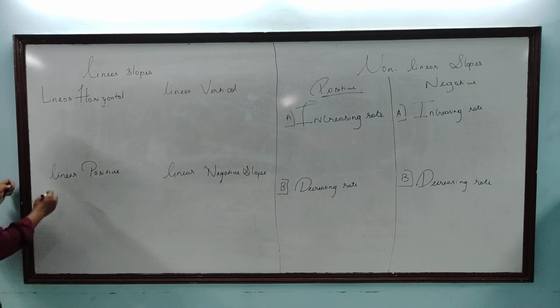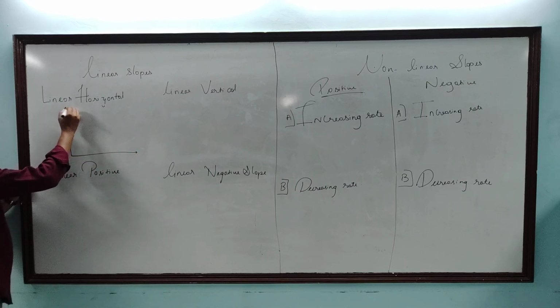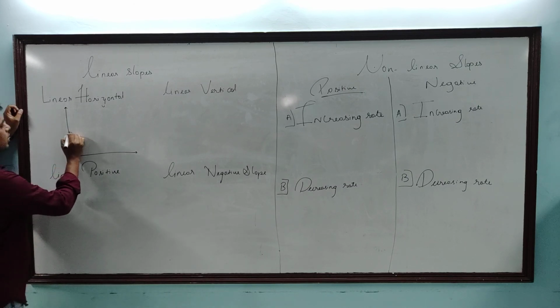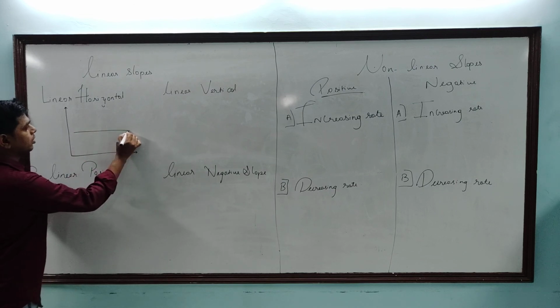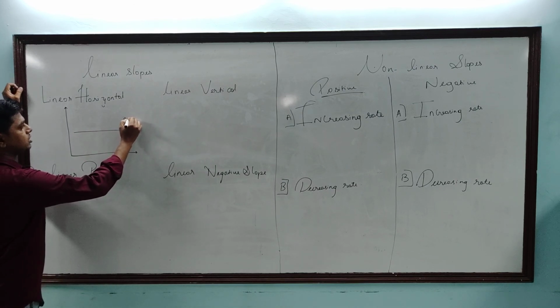And horizontal curve simply stands for, if you have y and x axis, a linear horizontal curve simply stands for one that tends to become more horizontal. In economics, we also call this term perfectly elastic.